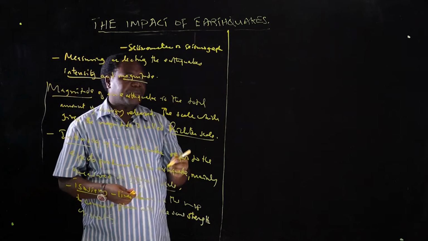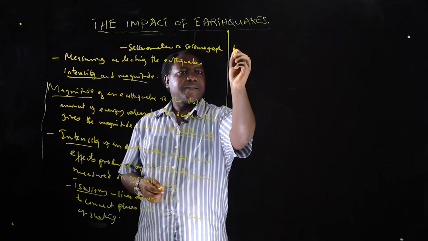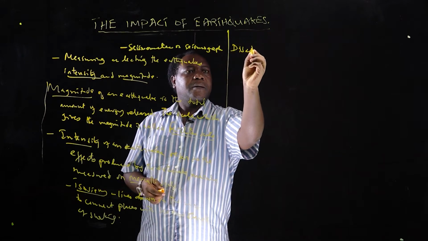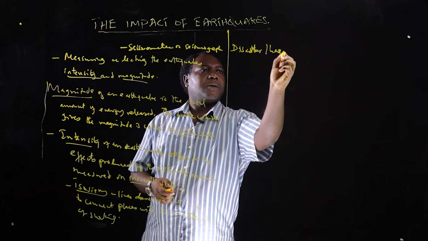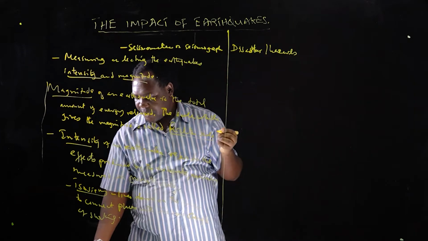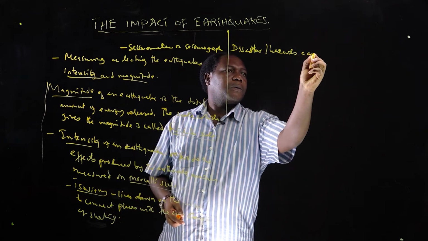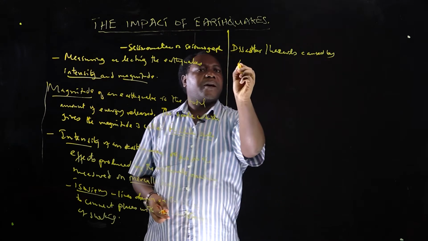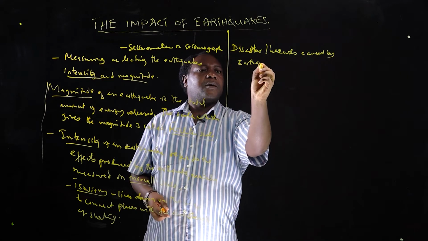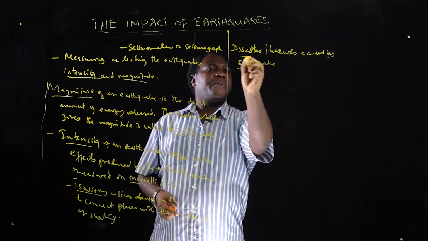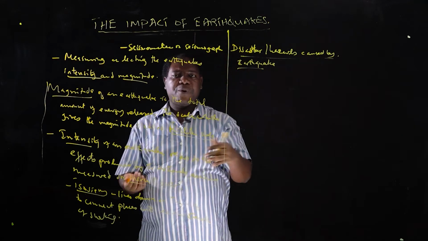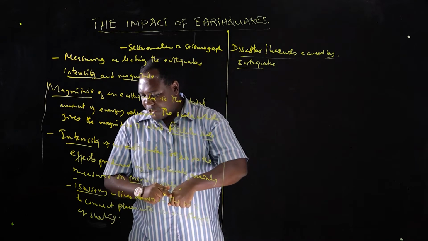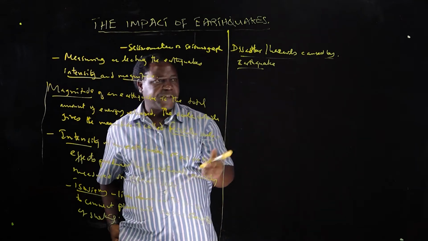Okay, disasters or hazards caused by earthquake. Some still recall what happened in Kagera region, that more than 16 people lost their lives, people lost their houses and so forth. So one is damage to buildings.